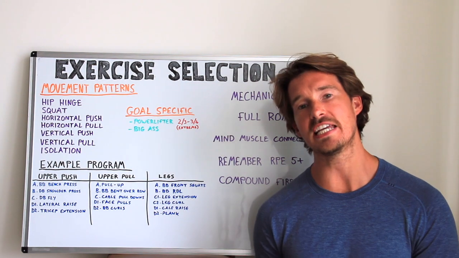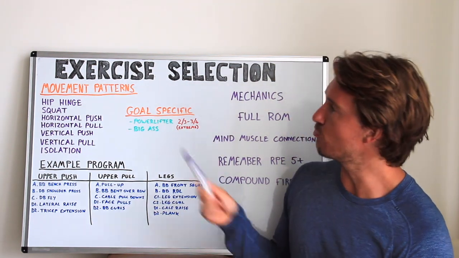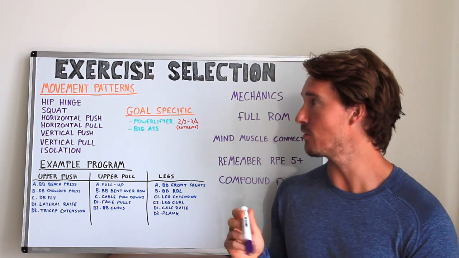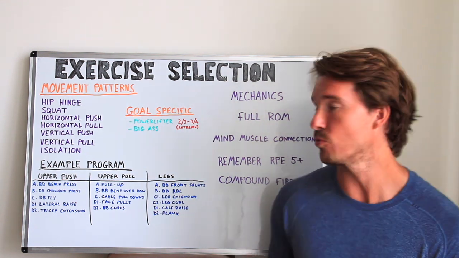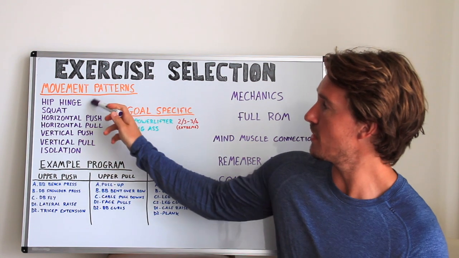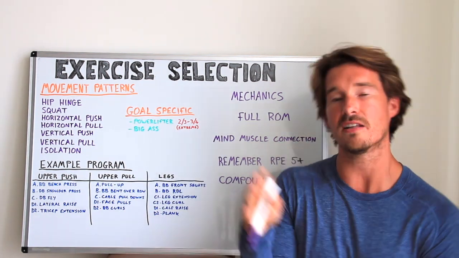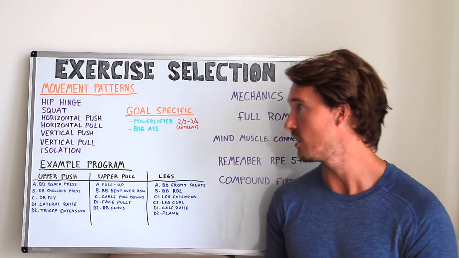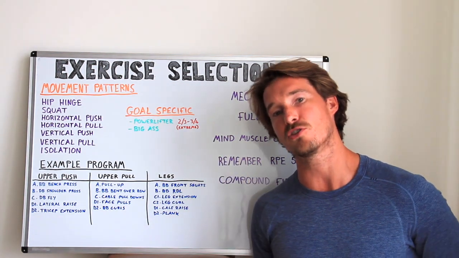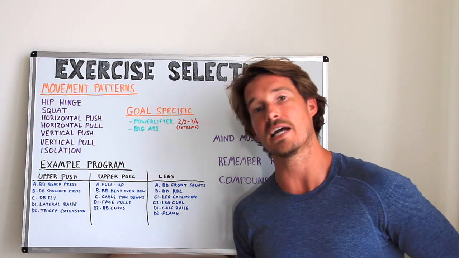So the first thing is movement patterns. And the reason you want to incorporate all these patterns into your program is just so that you have a well-rounded program. Okay, so we're going to start from the top. So the top is the hip hinge. So this would be like the deadlift or the kettlebell swing or some single leg variations of those. And this is going to work down the back side. So hamstrings down the back of your legs and your bum.